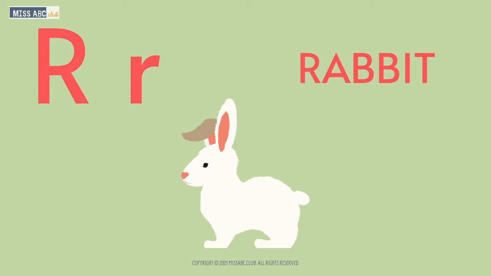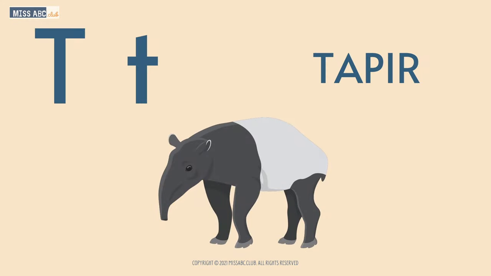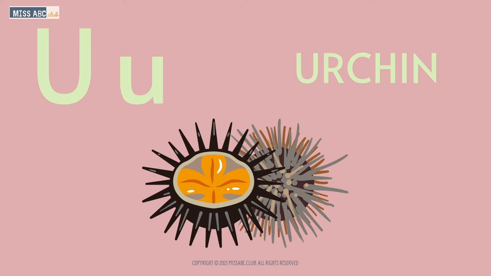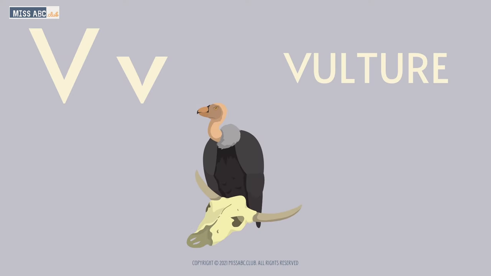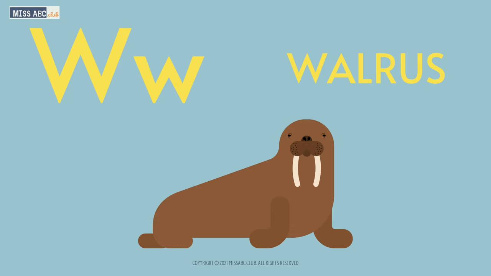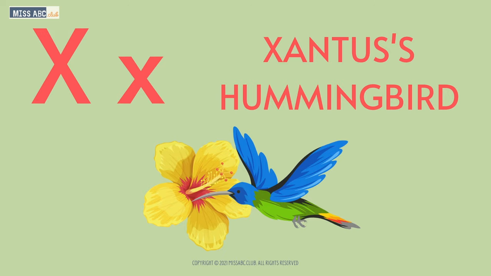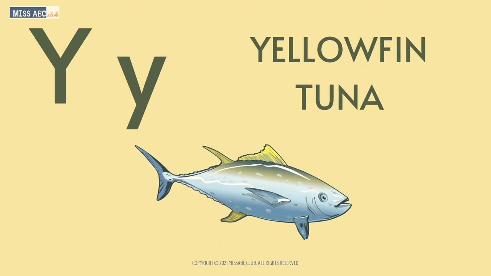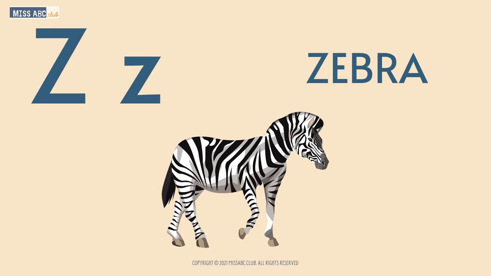R is for rabbit. S is for sawfish. T is for tapir. U is for urchin. V is for vulture. W is for walrus. X is for Xanthus's hummingbird. Y is for yellowfin tuna. Z is for zebra.